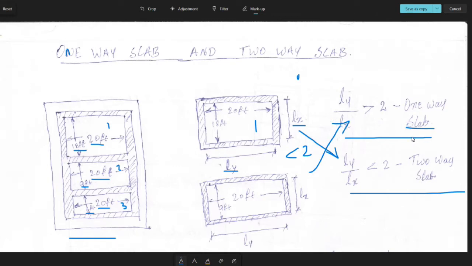These are the two things you need to keep in mind whenever we're going to construct a slab. There we need to consider this kind of ratio. If ly by lx is greater than 2, then go for a one-way slab, and if ly by lx is less than 2, then go for a two-way slab.